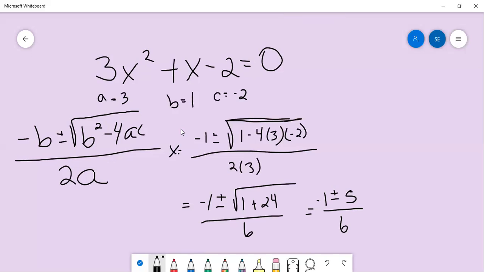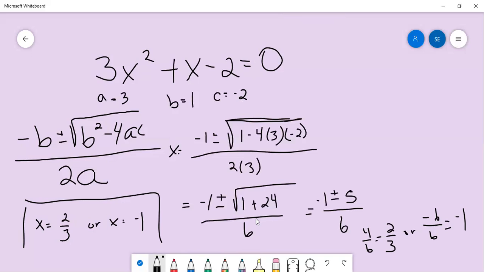And now negative 1 plus 5 is 4 over 6, which is equal to 2/3. And negative 1 minus 5 is negative 6 over 6, which is equal to negative 1. So we have x equals 2/3, or x equals negative 1. So our discriminant here was positive, so we have two answers.